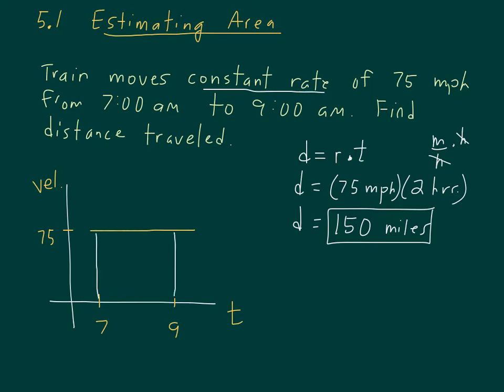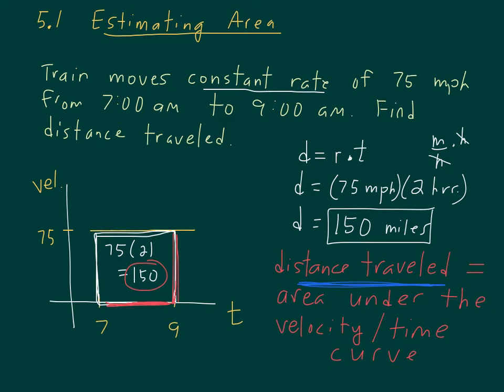Well, graphically, we could actually get that answer by looking at the area under this curve. Isn't it true that if we were to do 75 times that 2, we get 150? In other words, if we were to look at the area of this rectangle, it is 2 wide and it is 75 high, so we get 150. Okay, so that leads us to an important discovery.